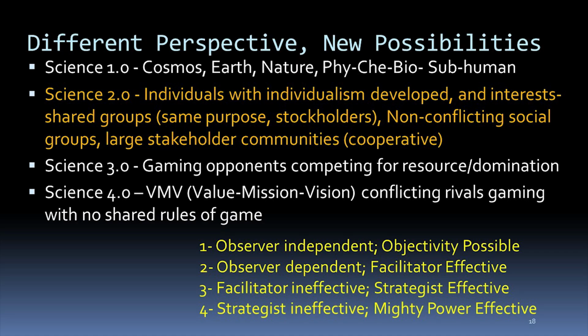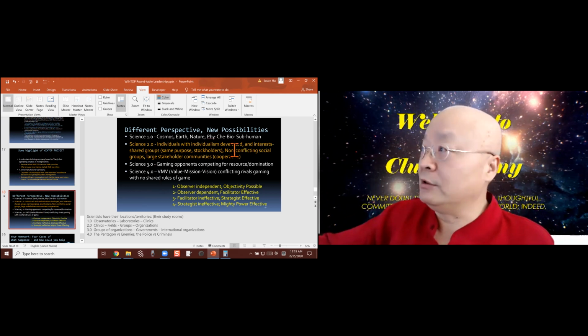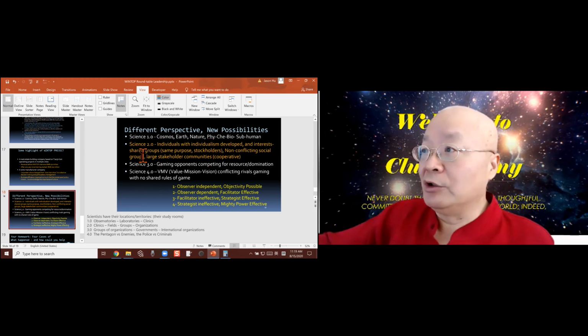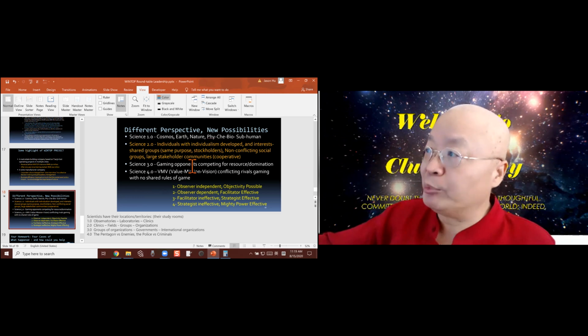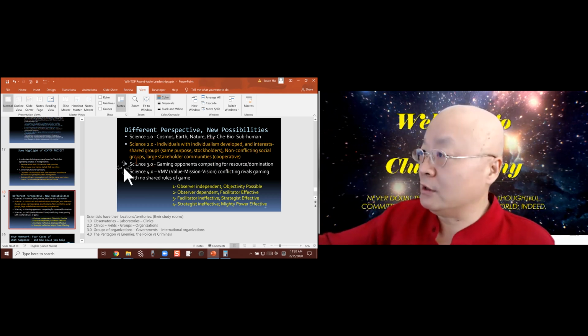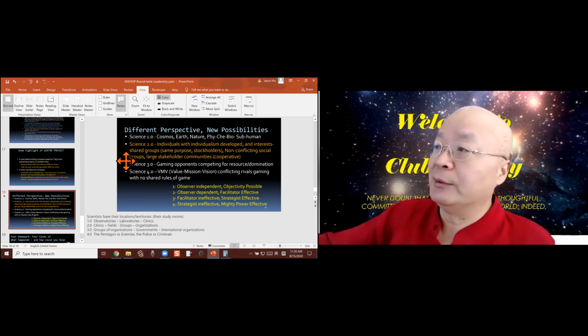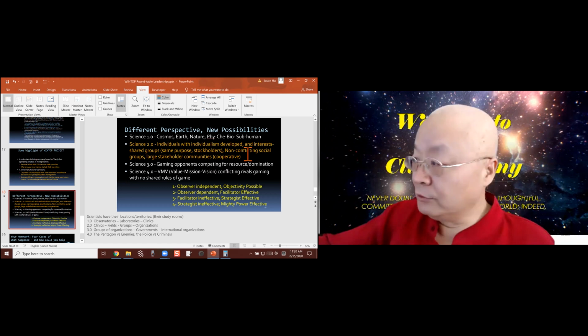Science 1.0 deals with the cosmos, earth, nature, physics, chemistry, biology, and subhuman beings. As soon as you enter into humanity, you enter into psychology and sociology, the area of science 2.0. Individualism developed, and shared interests form groups as the second layer. They have the same purpose, like stockholders, and the non-conflicting social groups may have different interests, but non-conflicting. On this level, things can be worked on with a good number of methodologies.